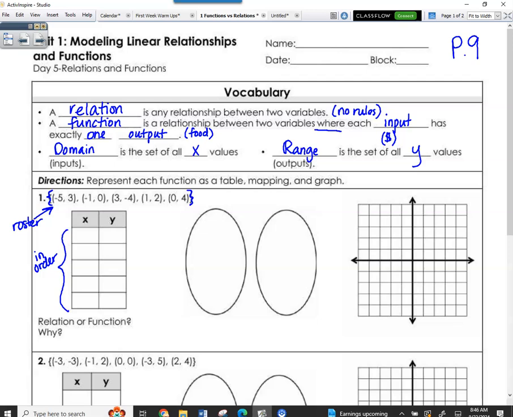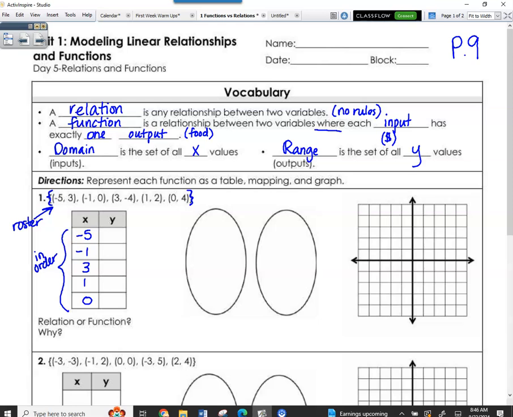When you're listing roster method, they should already be in order. So we can just look up here. We got -5, -1, 3, 1, 0. So I'm pulling the X values. Now I need to list the Y value that is paired to those numbers. The Y values may not be in order, that's okay. It's the X values that matter.